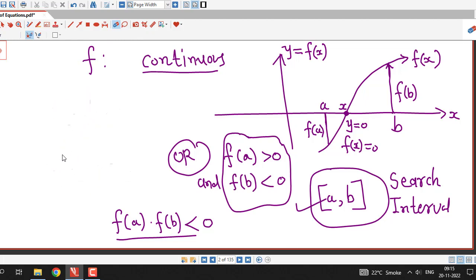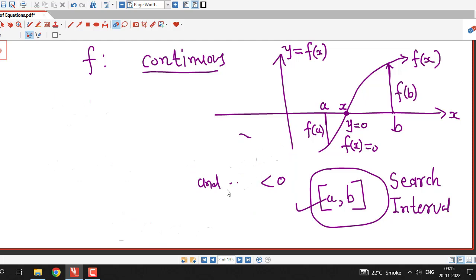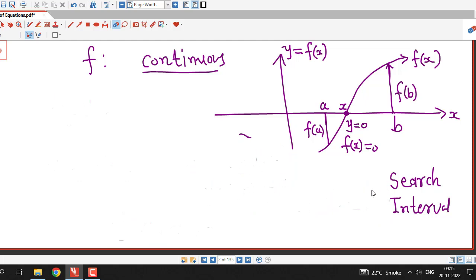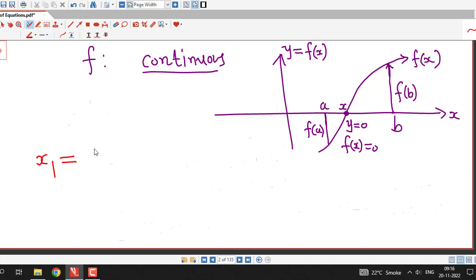First you find two real numbers a and b such that f of a and f of b are of opposite sign. Now once you find a and b, you consider the first approximation as the average of those two points a and b. So x1 is nothing but the middle point of the interval ab. So find x1 as the average of a and b, that is x1 equals (a plus b) by 2. So x1 will be somewhere here.